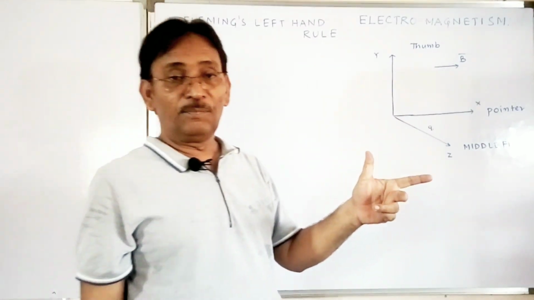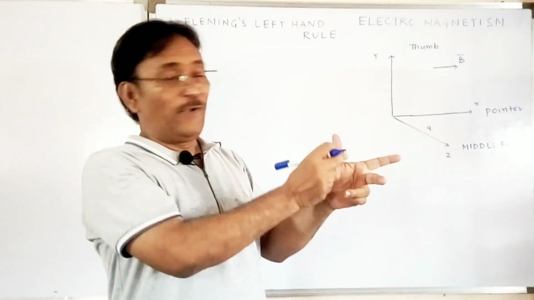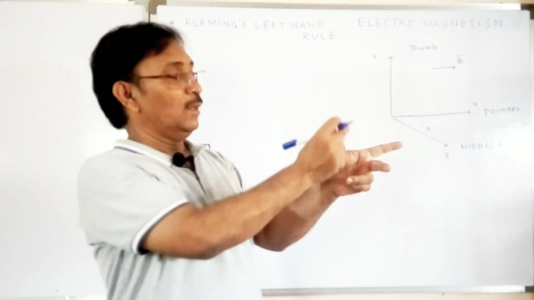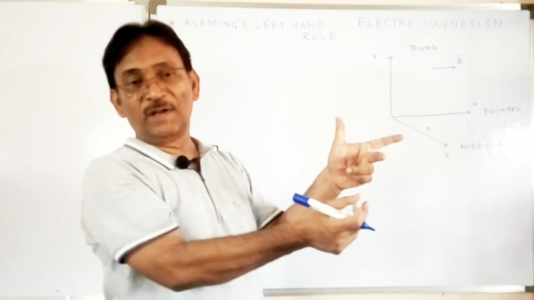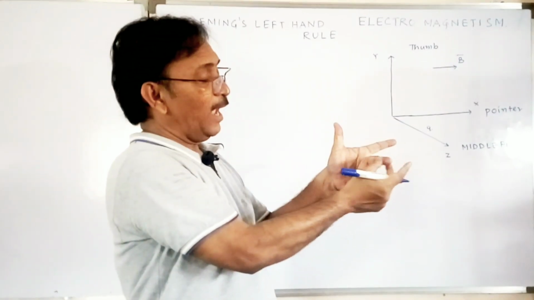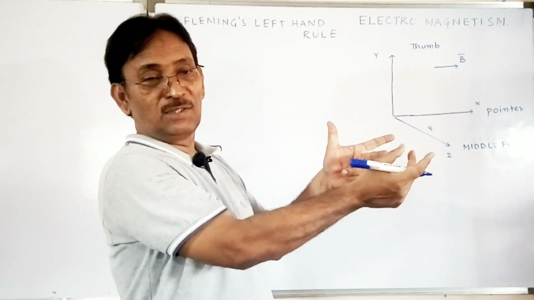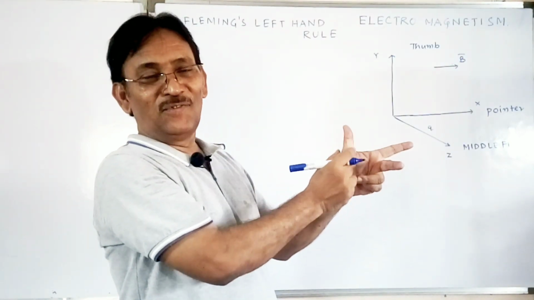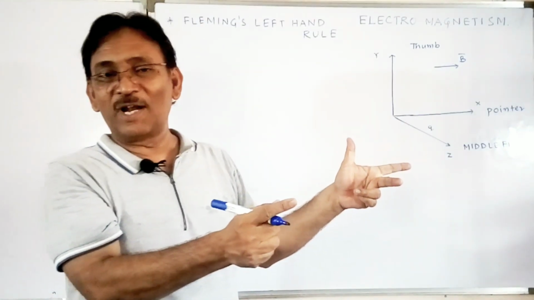Now listen to the statement. Imagine a person is holding three fingers of the left hand in mutually perpendicular directions: the thumb, the pointer, and the central finger. If the pointer is showing the direction of the magnetic field and the central finger is showing the direction of the motion of the charge or the conductor, then the thumb shows the direction of the force acting on the charge. This is Fleming's left-hand rule.